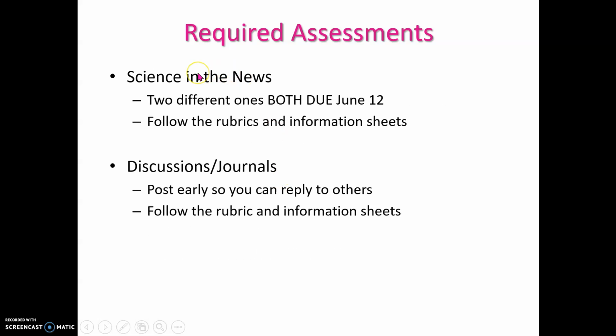Okay. Additionally, you have those science in the news. This is you finding an article. This will be a secondary source about something that's going on, okay, something in the last 5 years or so. Pick the article and then tell me about it. Tell me how you feel about it, why you chose it, the implications it has. There's a rubric and there's an information sheet on Blackboard that tells you exactly what I'm looking for. This is a discussion, so you will post this and then you'll read two other people's, okay? This is due June 12th, both of them. So again, I urge you to start early on this.